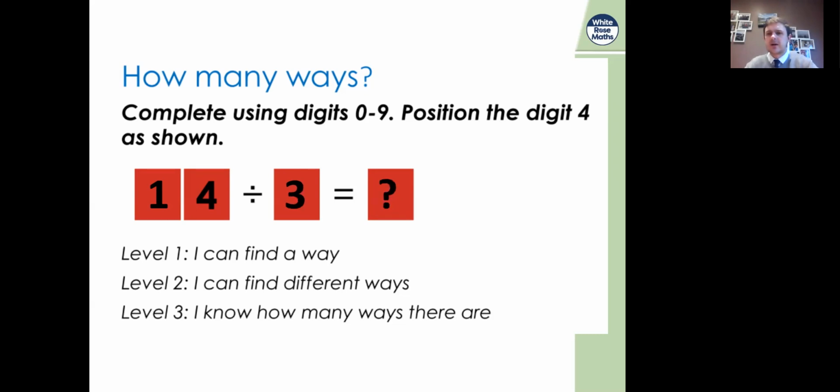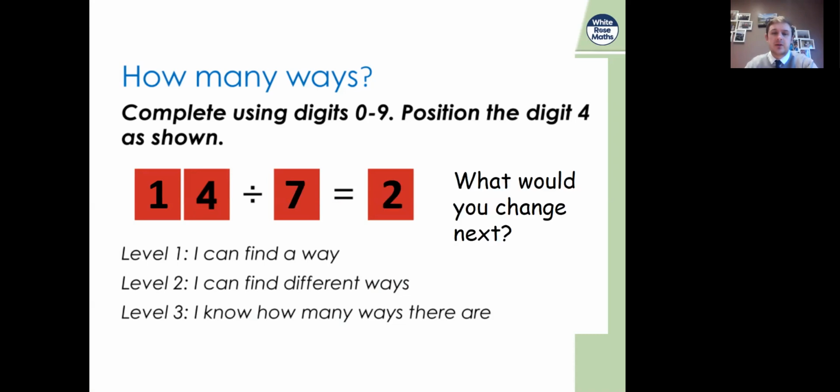Could we do 14 divided by 3 perhaps? Could we do 14 divided by 7? Yes, we could. We flipped the one that we had a moment ago. 14 divided by 3, 14 isn't in the 3 times table, so it wouldn't give us a whole number quotient answer.